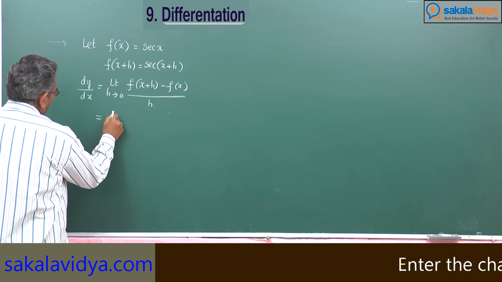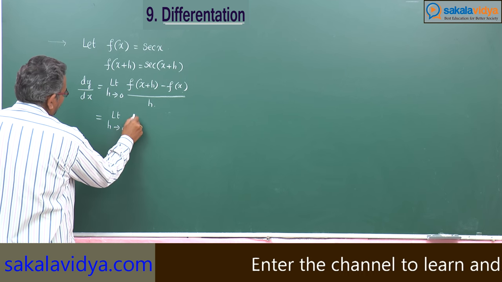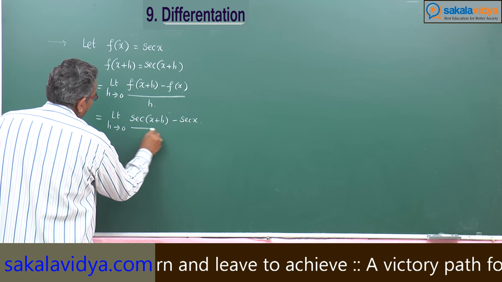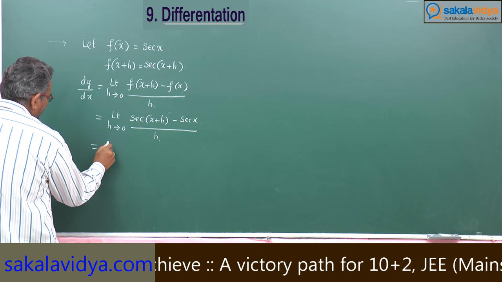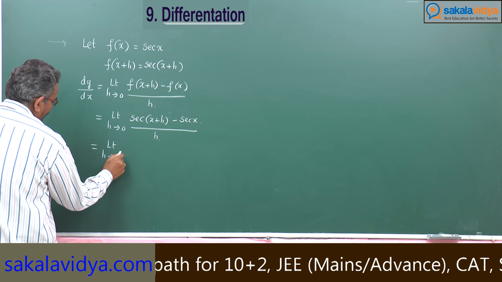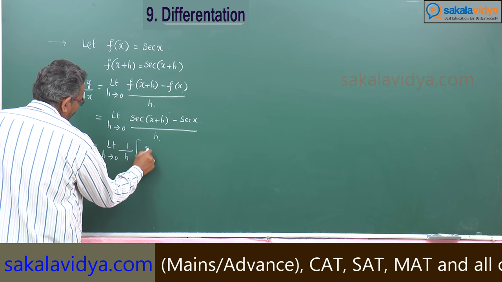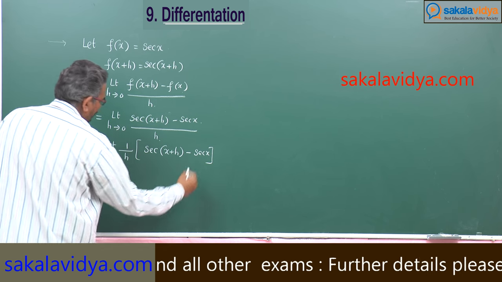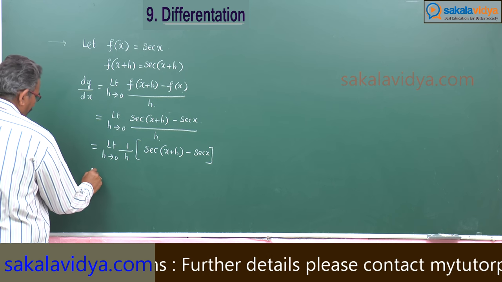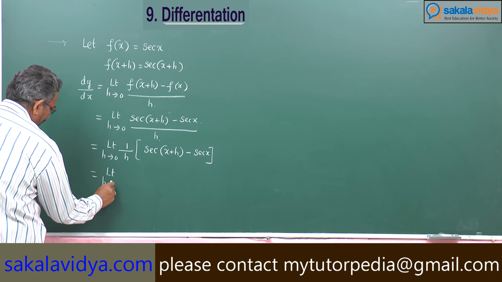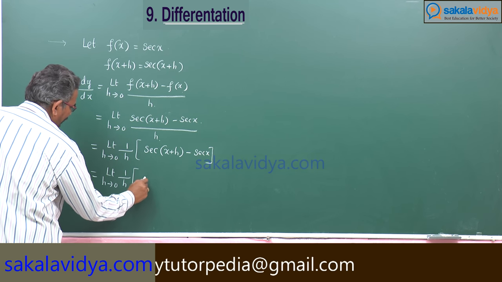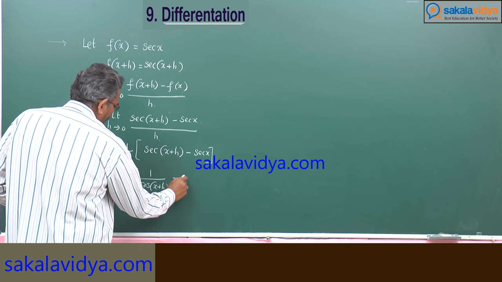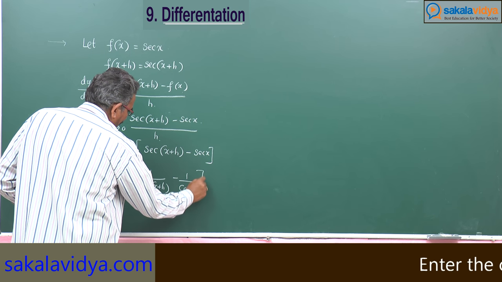Now limit h tends to 0, secant x plus h minus secant x by h. For our convenience, this can be written as limit h tends to 0, 1 by h into secant x plus h minus secant x. Now this is limit h tends to 0, 1 by h into 1 by cos of x plus h minus 1 by cos x, since secant x is 1 by cos x.